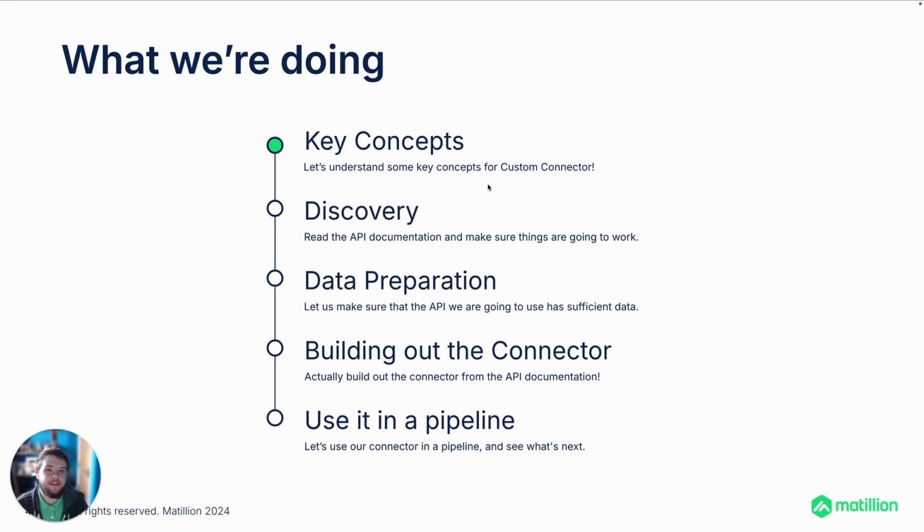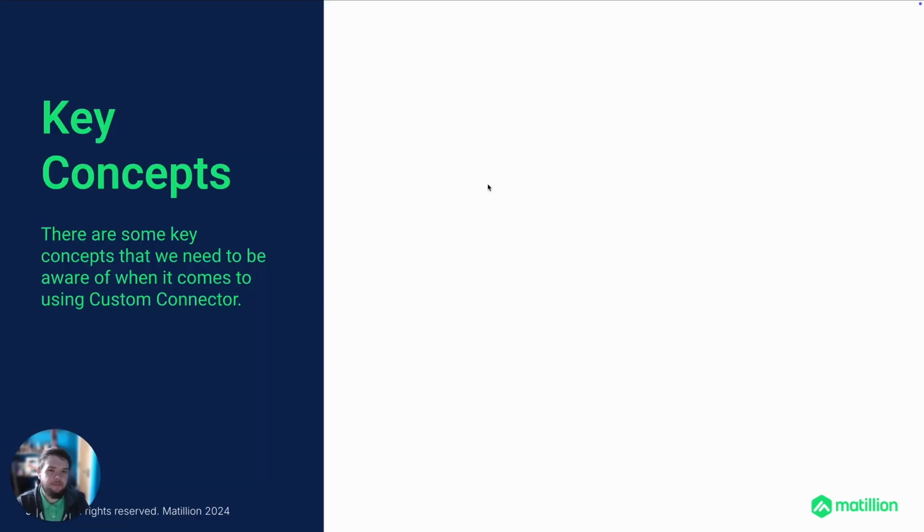Here's what we're going to be doing today. Let's talk about the key concepts in Custom Connector. We'll do some discovery on the API that we're looking to interact with. We'll check that we have the data prepared that we can then make use of. We'll build out the connector in Custom Connector, and then finally use it within a pipeline. So let's start by talking about a couple of key concepts.